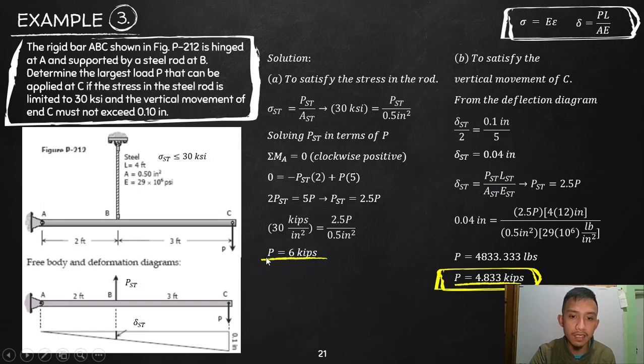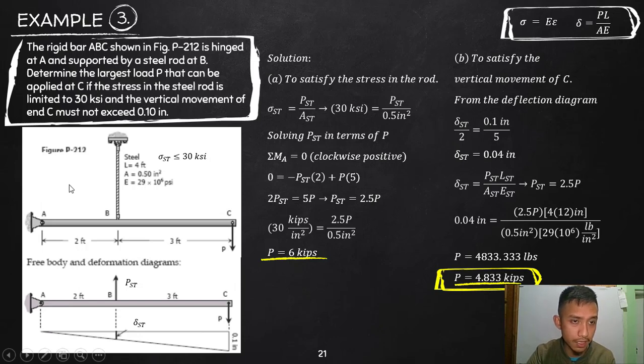Okay, so that is the limited P. It means that we can only reach up to 6 kips for the loading of P for us not to exceed that 30 ksi in your steel bar. Now we need to satisfy also the scenario wherein the displacement at your point C should be up to 0.10 inch only. So how is that? Look at this.